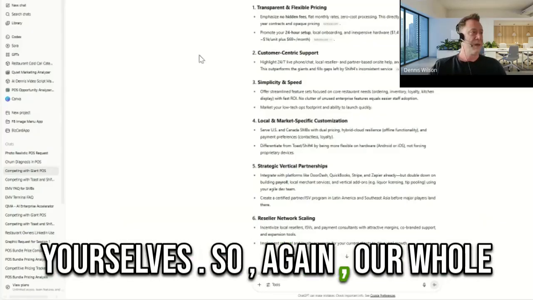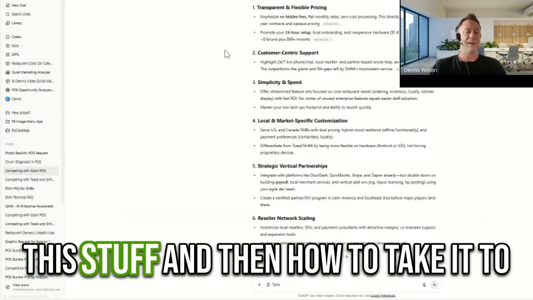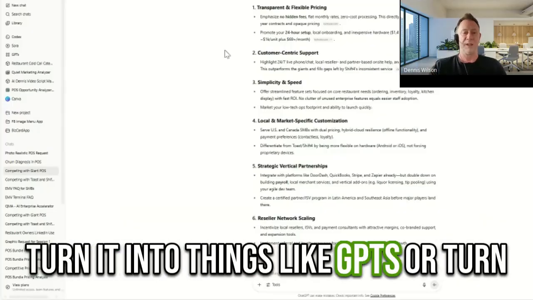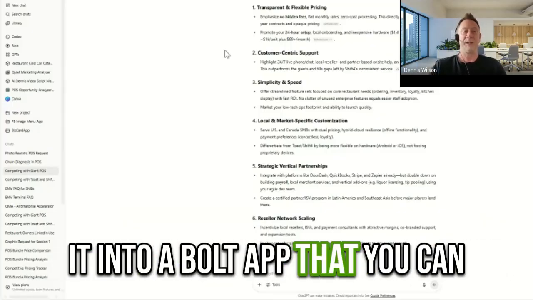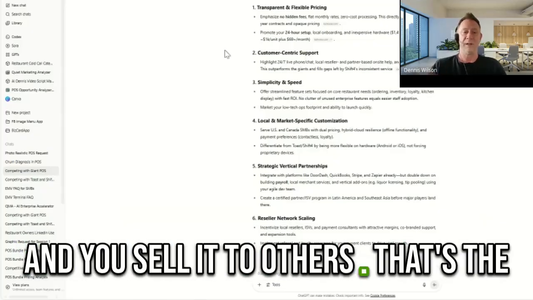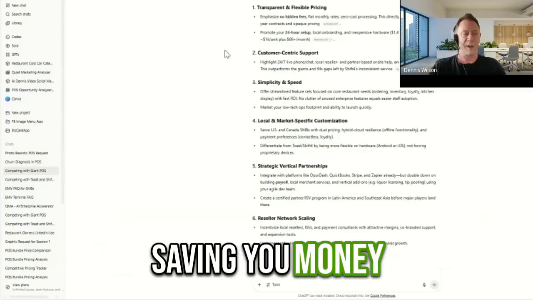So again, our whole concept is what we want to teach you guys how to do all of this stuff, and then how to take it to the next step where you actually turn it into things like GPTs, or turn it into a Bolt app that you can monetize. So you use it for yourself, and then you turn around and sell it to others. That's the whole mantra we have: AI should be making you money, not just saving you money.